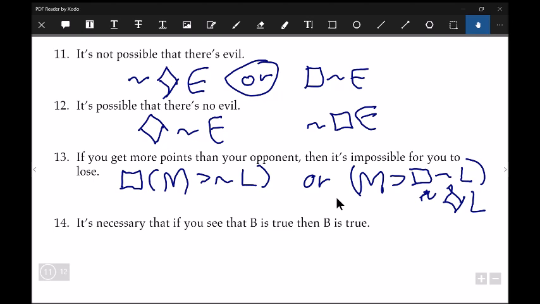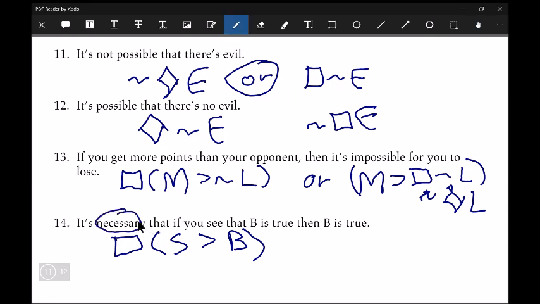And then the last one I had you do is 14. It's necessary that if you see that B is true, then B is true. What's necessary is the if-then. If you see that B is true, then B is true. Is this ambiguous? No, because the necessary is at the beginning. Here you have if, then impossible, which makes it ambiguous. It's necessary that if you see that B is true, then B is true.